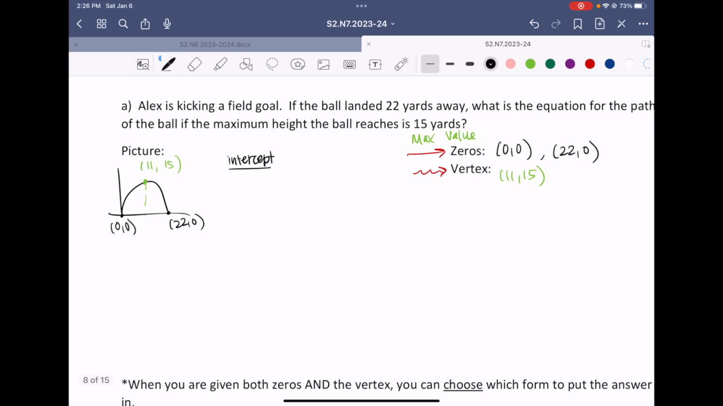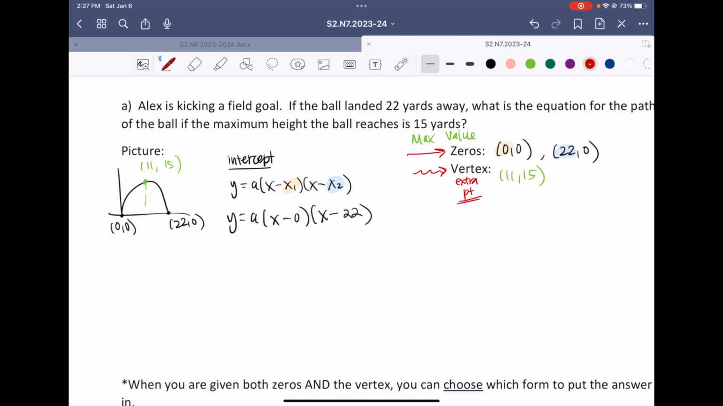So intercept form looks like this. Y equals A times x minus x1 times x minus x2, where our x1, x2 are going to come from the starting and ending points. Where's our extra point going to come from? Right here. We're given the vertex, it's not one of the zeros. We can use that as an extra point.